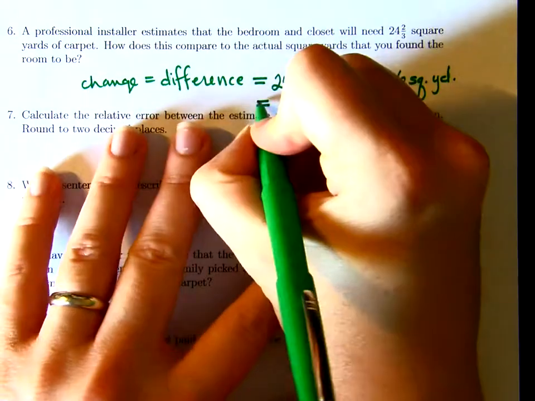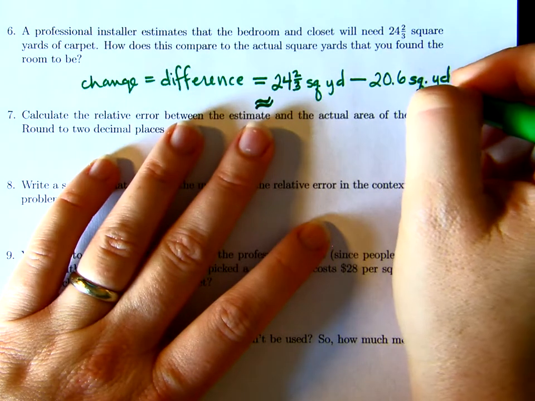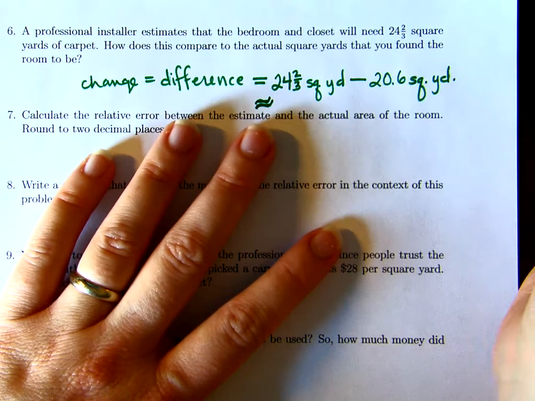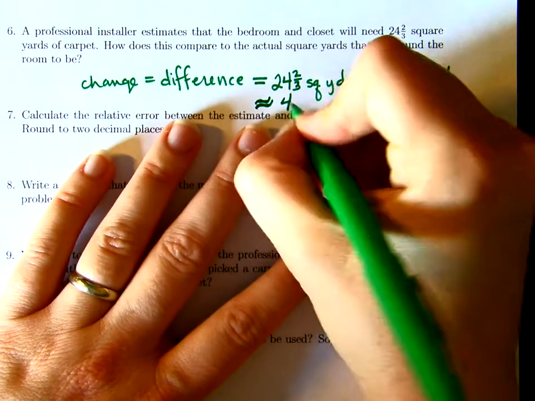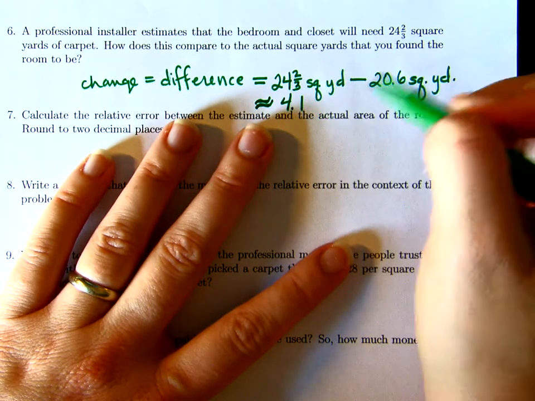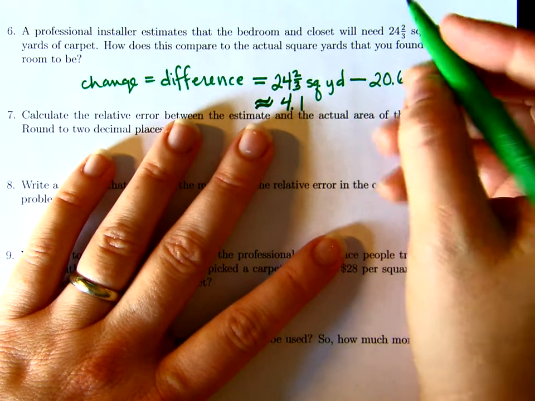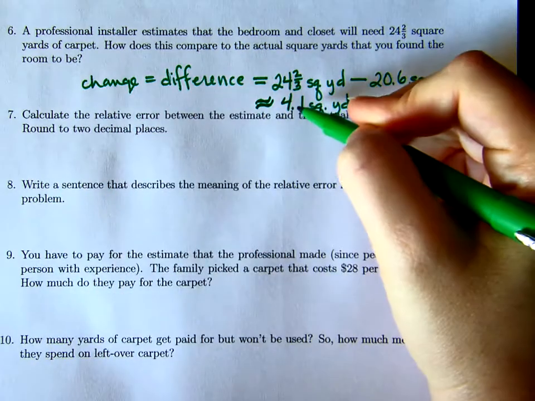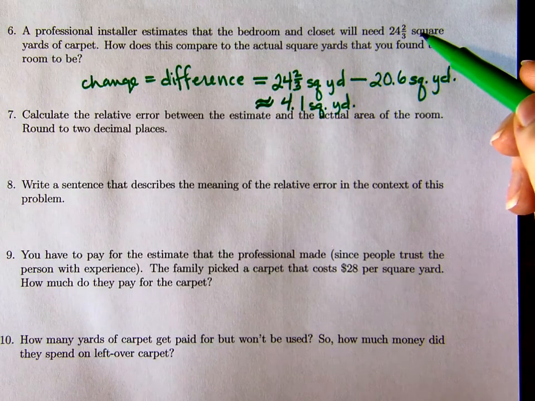Okie dokie. And now I have to estimate this too. That difference is about 4. I guess we could say 4.1 about, because this would go 0.66666666 repeating, and then this would have just a 0.6, so it's about 4.1-ish square yards different. And it's positive because the installer gave an overestimate, which is a good thing.